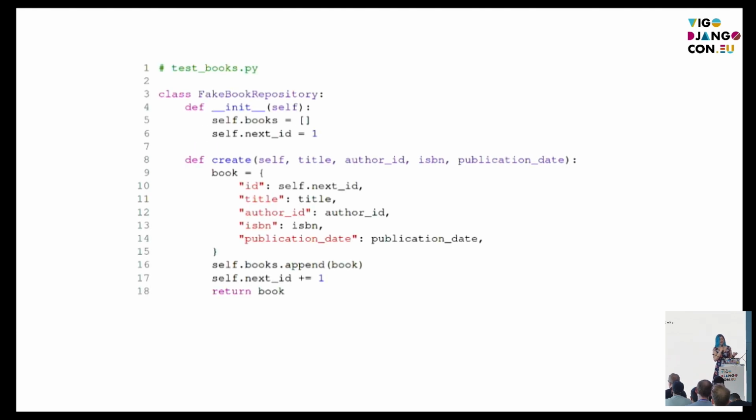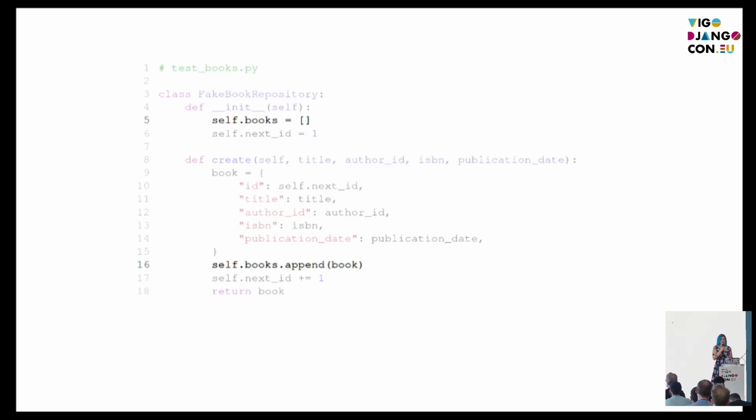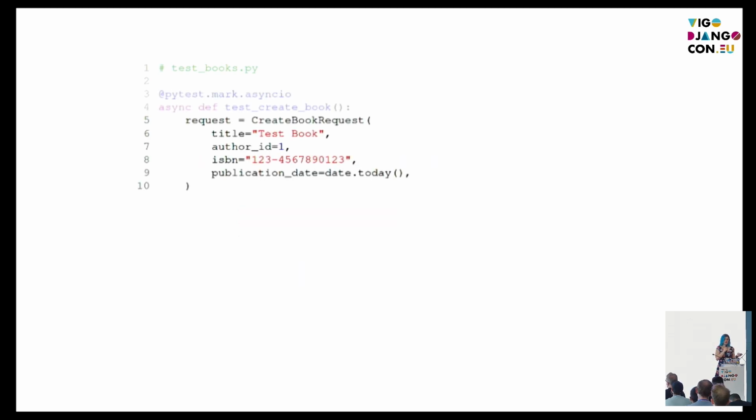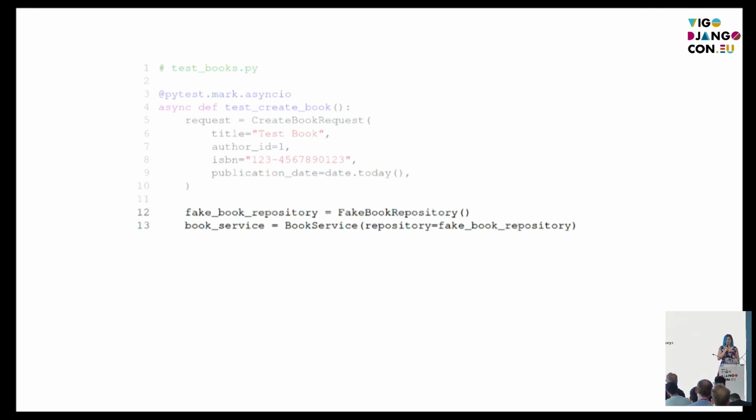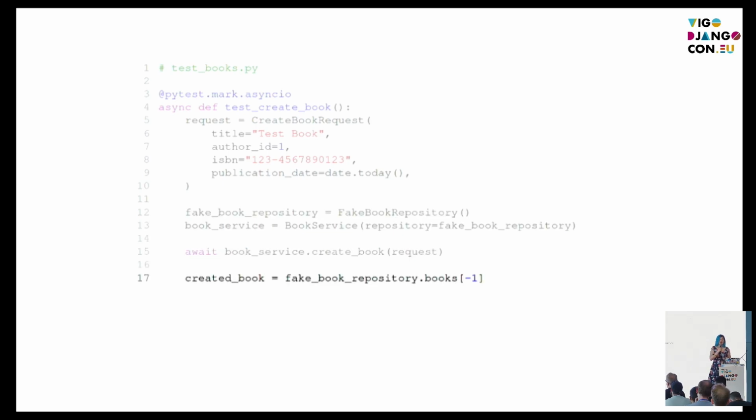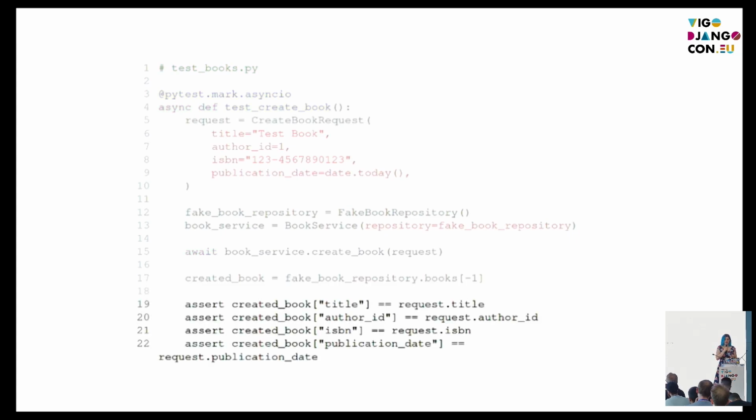First, we create some fake repository with some fake data, and it might look something like this. So basically, instead of persisting data into a database, we store it in an array which we can access later. We start with creating a request with some data. Then we call our book service, but instead of using its normal repository, we use the fake one. Next, we call the method and pass the request data. And after that, we can access the array where the data is stored. Finally, we can assert whether the stored data equals the data from the request.